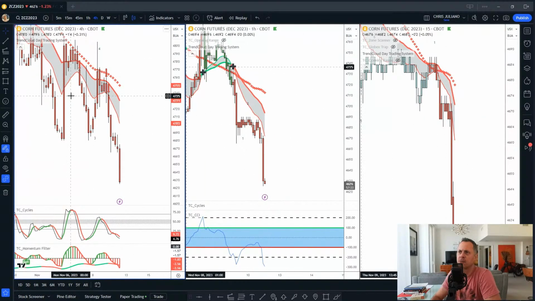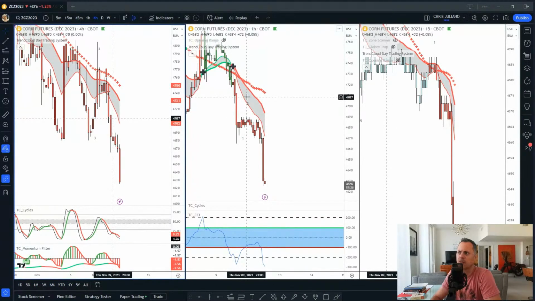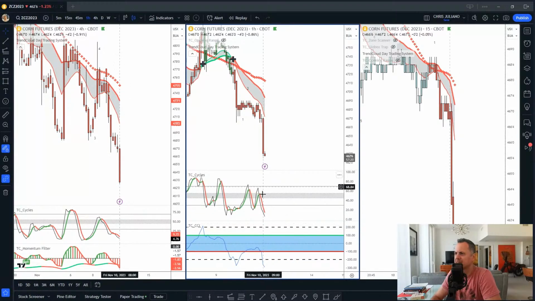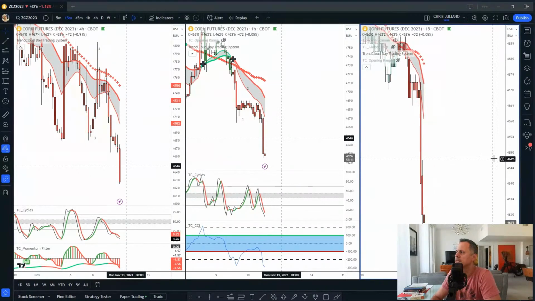Downtrend on the high time frame. Cycling down. Momentum is down. Downtrend on the middle time frame. Momentum down. Even if you want, put that cycle indicator on there. Cycling down. Momentum down. Okay. Middle time frame. Low time frame. Down.